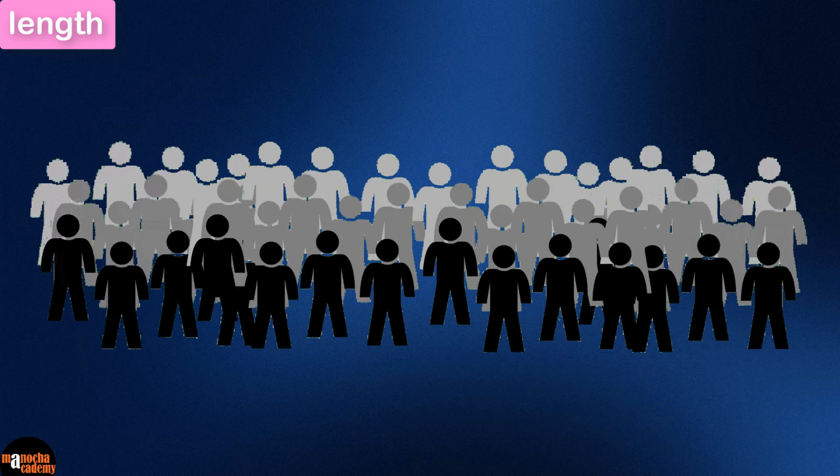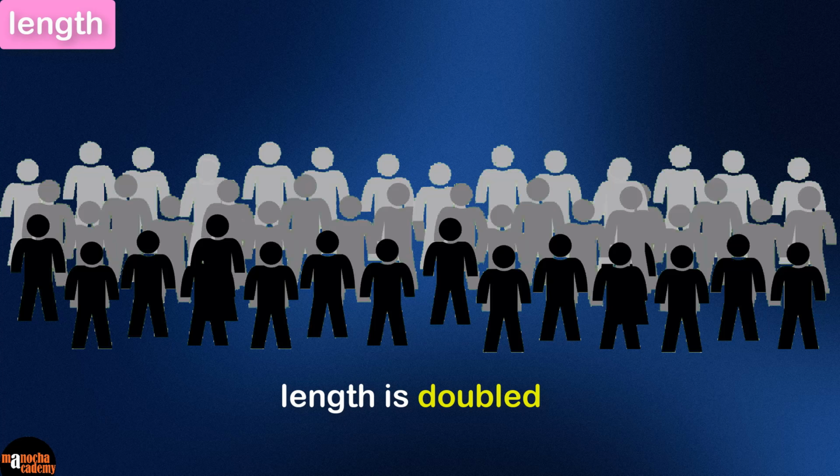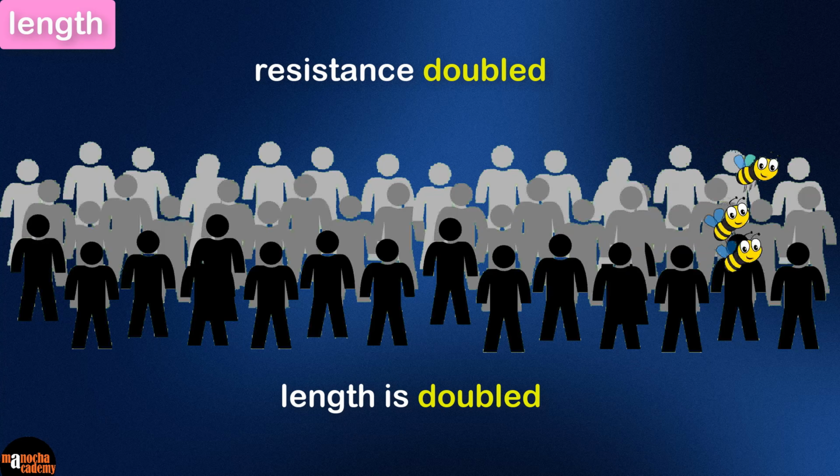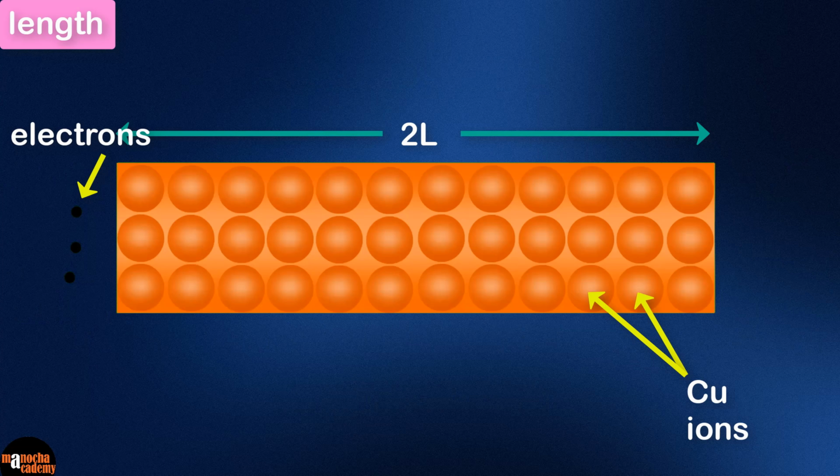If the length of the wire is doubled, this means that the length of the corridor is doubled. And remember, it's completely filled with people. Now since the bees have to travel double the distance now to reach the end, the resistance will be more. In fact, we expect the resistance to be doubled. Remember, bees were the electrons and the people in the corridor were the copper ions in the wire.